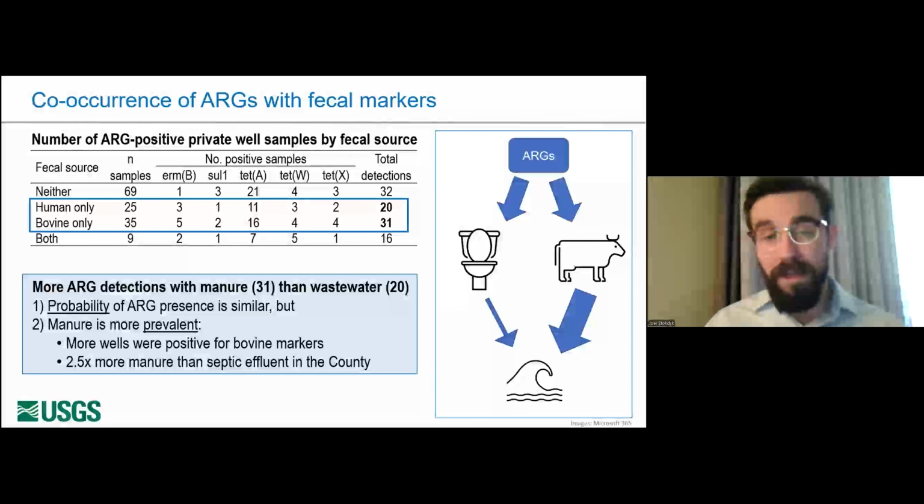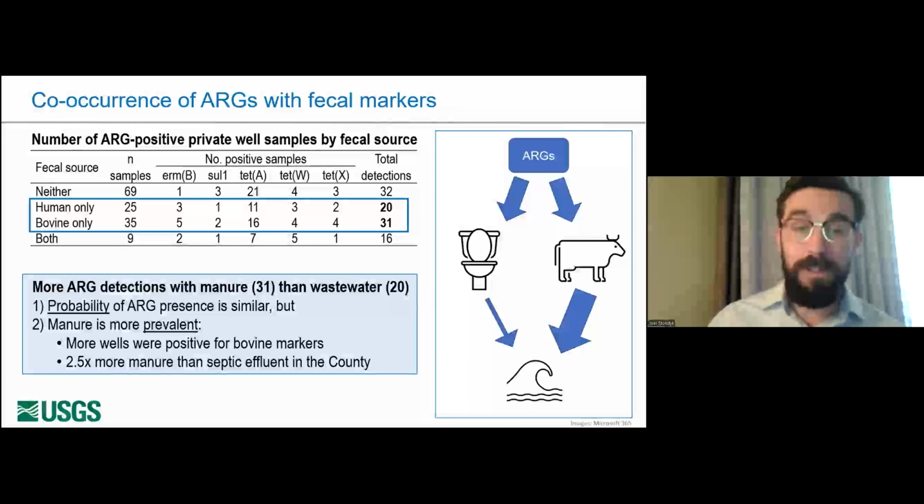Now, on the previous slide, it looked like the probability of these contaminants being present was similar regardless of fecal source. But because more wells were positive for bovine manure overall, more antibiotic resistance genes were associated with bovine contamination.